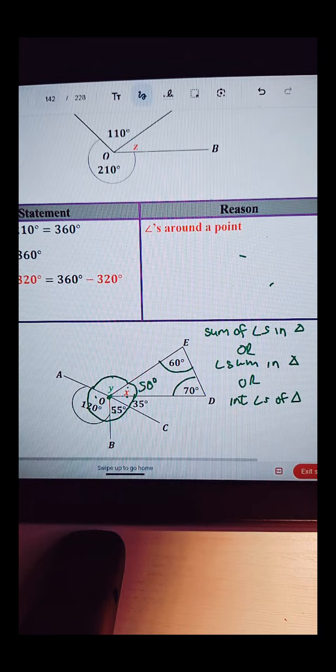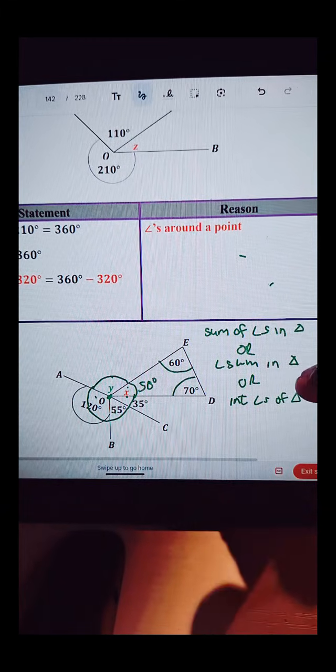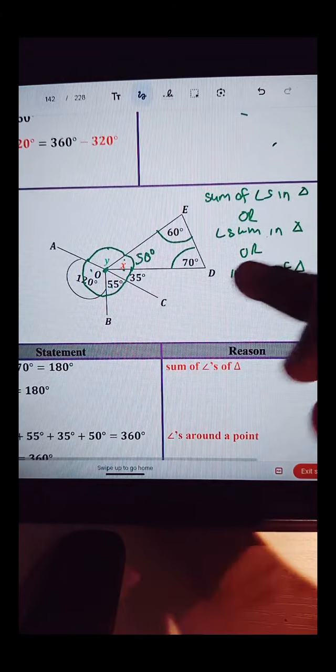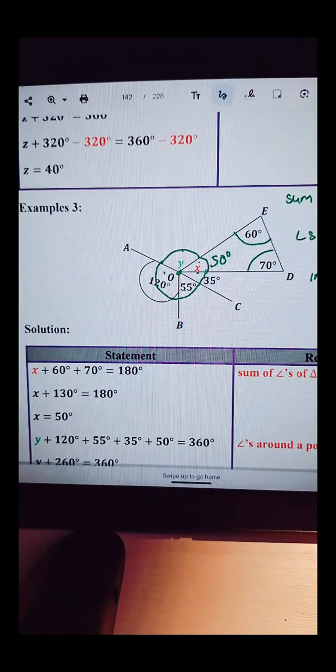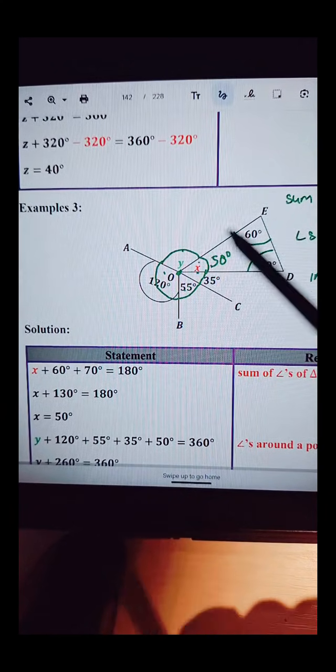Okay, makes sense? Guys, I hope it makes sense. So this is a 2-in-1 problem. You first what? You first find the value of x. How? Using the triangle. Very important.